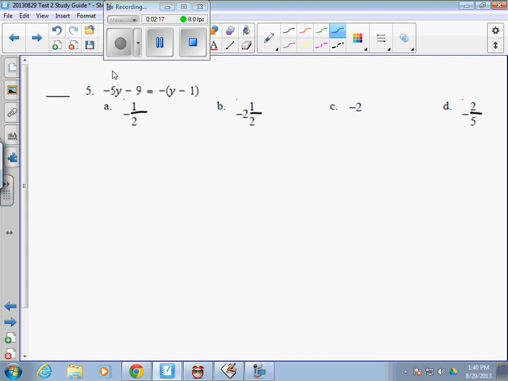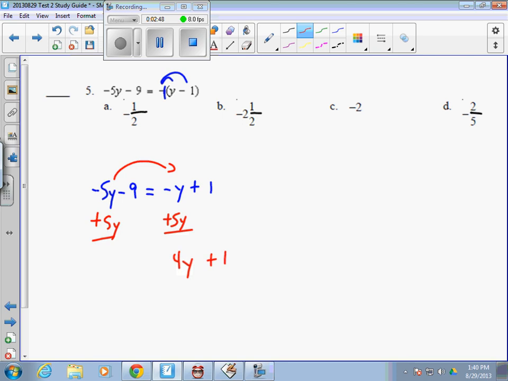Number 5 says negative 5y minus 9 equals negative y minus 1. This acts like a negative 1 right here, so you have to distribute. Negative 1 times y is negative y. Negative 1 times negative 1 is positive 1. Again, move your smaller y over to your bigger y. So let's move negative 5y over to the negative y side. Undo minus 5y by adding it. If you add it to the left, add it to the right. Negative y plus 5y is 4y plus 1.